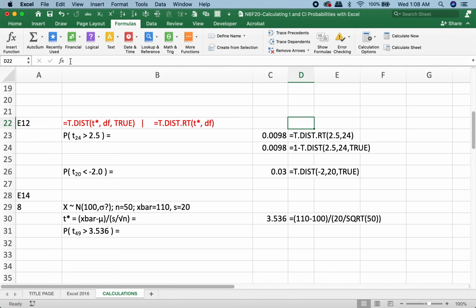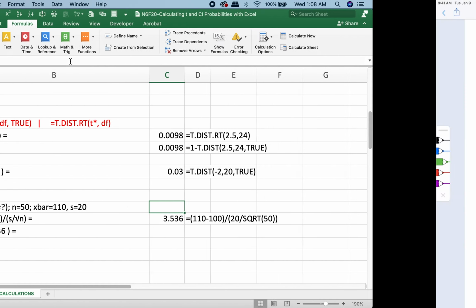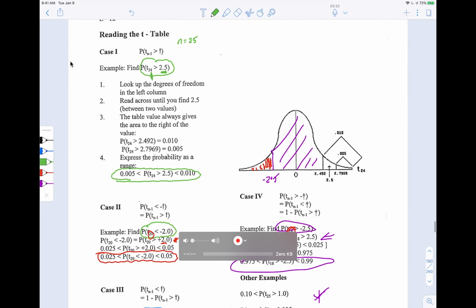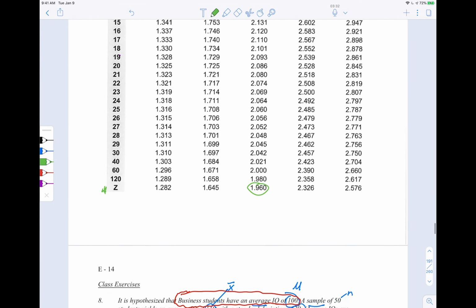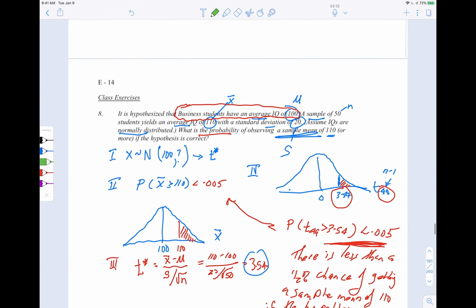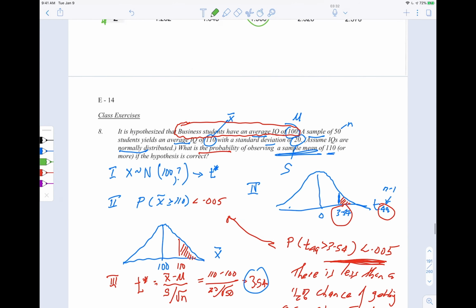All right, that is that. The next thing that we did is on page E14, number 8. So let's take a look at that one there. This is not just looking at the t-table, it was actually applying it to a problem. So it might be good to just take a quick look at that one. So that was E14, number 8. And it was this one we went through in class.